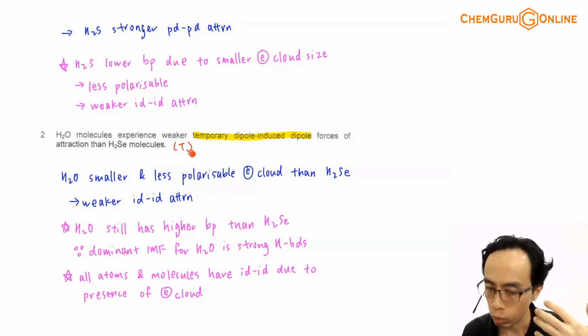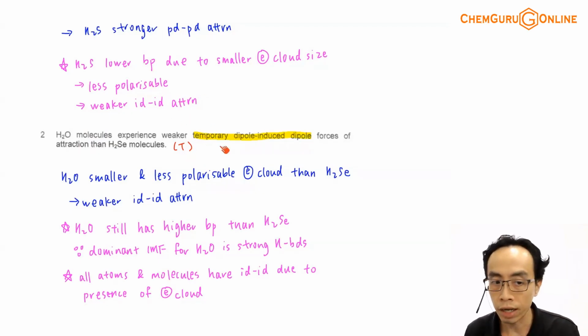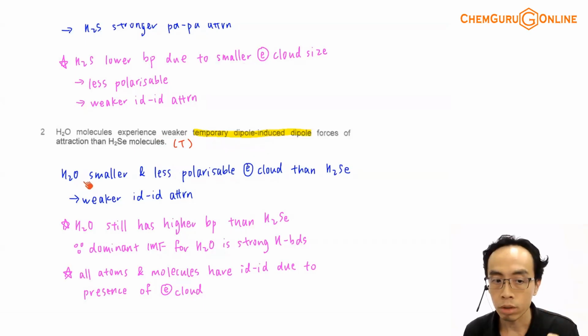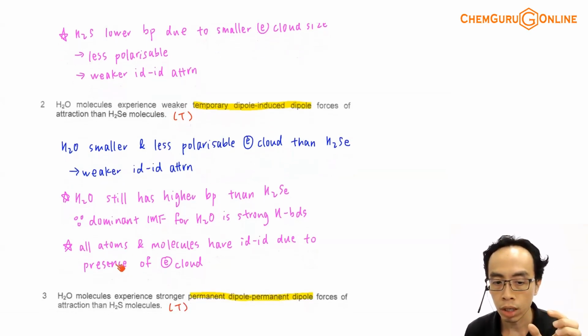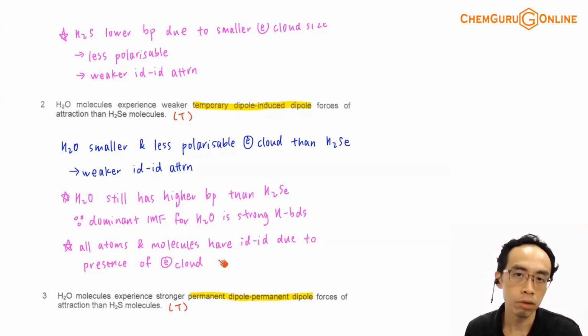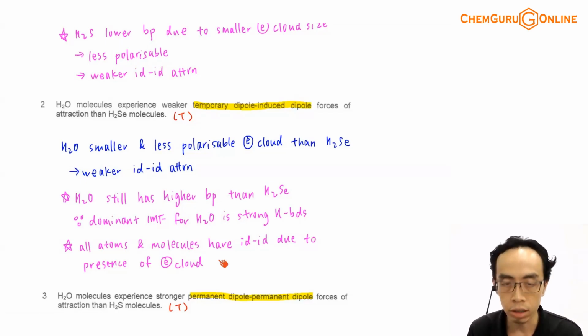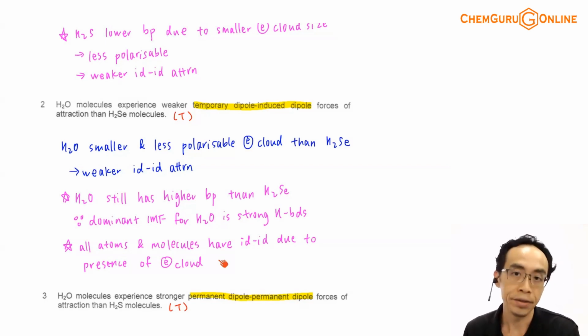Then we will get this question wrong, so we have to be quite careful with that. There's nothing wrong with this statement. Water is smaller, yes, but with a less polarizable electron cloud, ID-ID is weaker. As mentioned here, all atoms and molecules have ID-ID attraction because of the presence of the electron cloud, random fluctuations of my electron cloud. Including discrete atoms, my noble gas atoms, all of them have ID-ID attraction. As long as you have an electron cloud, you have ID-ID, and it's purely based on size. Bigger electron cloud, the ID-ID is going to be stronger.